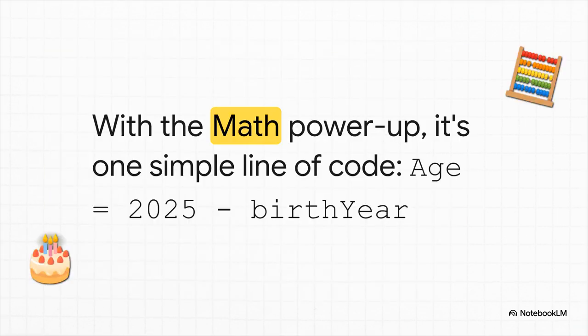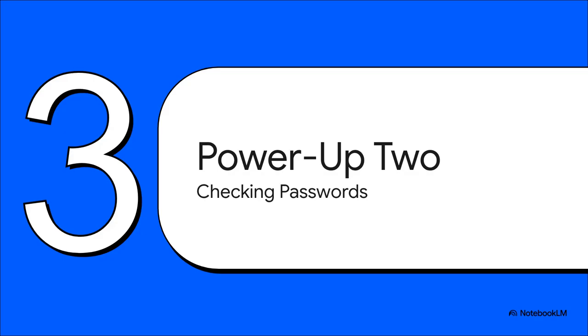And with this power-up, look how clean the solution is. We just tell the system, hey, take the current year and subtract the user's birth year. That's it. One line of code. Our first task is done. Power-up 1 collected.